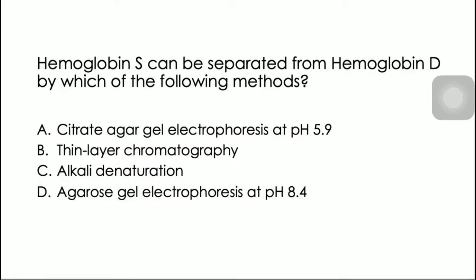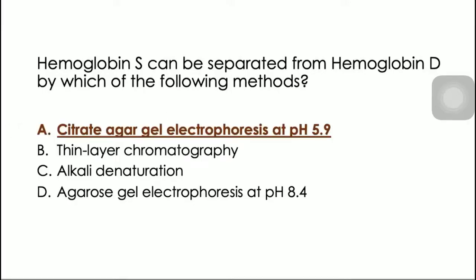Okay, next po tayo, similar question lang din po: hemoglobin S can be separated from hemoglobin D by which of the following methods we have. So ito na yung name po talaga ng medium natin, citrate agar, electrophoresis at pH of 5.9. So we have letter A. Okay, clear po yun, no? So, a different medium and acidic pH of 5.9.